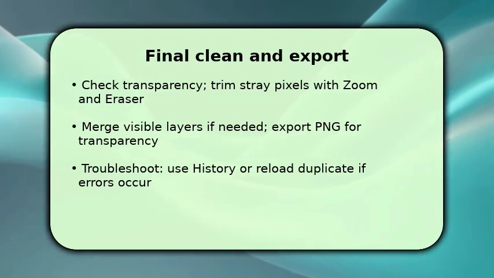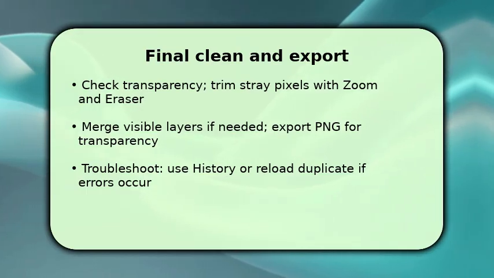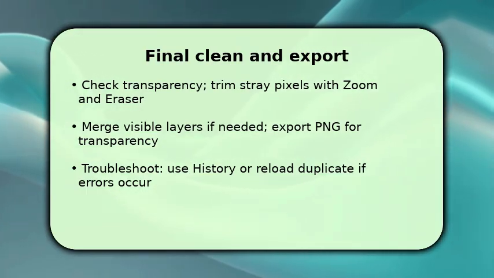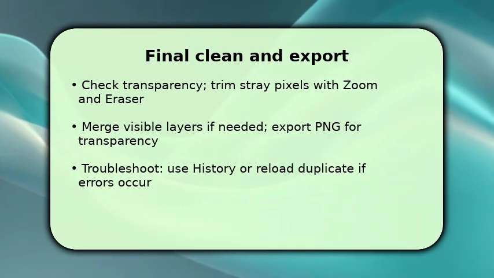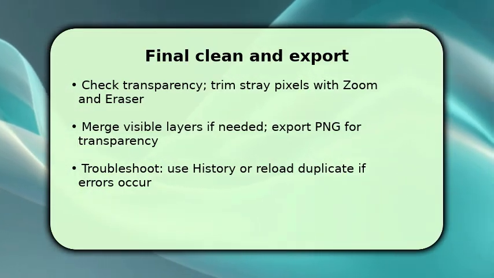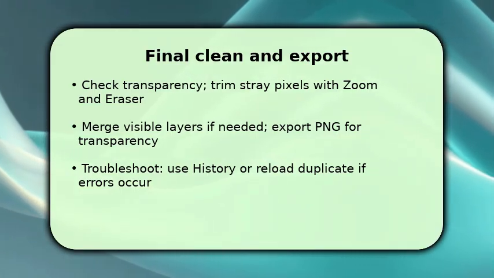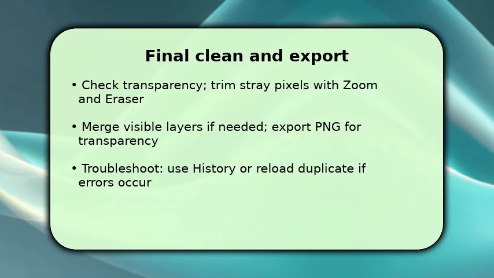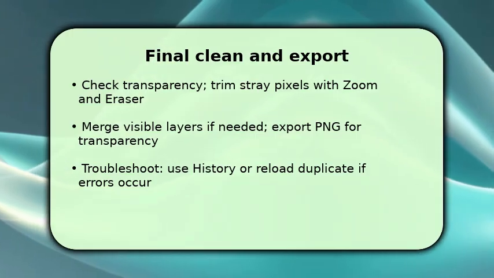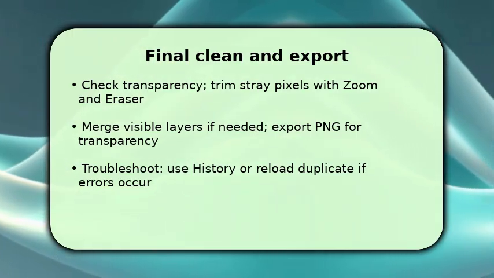If you masked instead of deleting, disable or apply the mask depending on whether you want a permanent change. When satisfied, merge visible layers if the file must be flattened, or export as PNG to preserve transparency. If something goes wrong, restore the duplicate backup or step backward in history immediately. Make sure autosave is on.